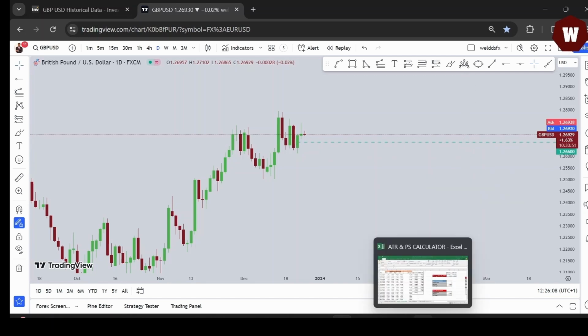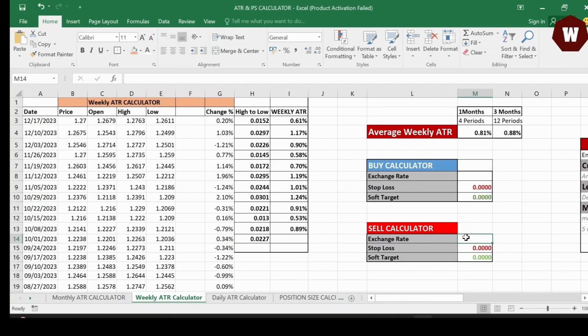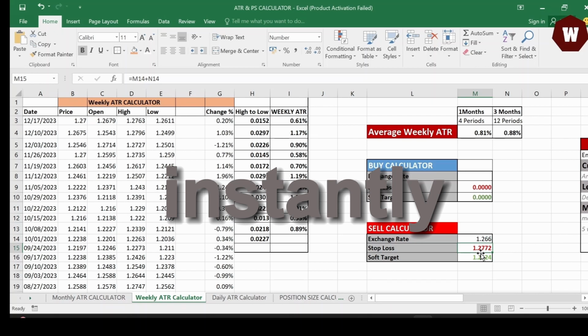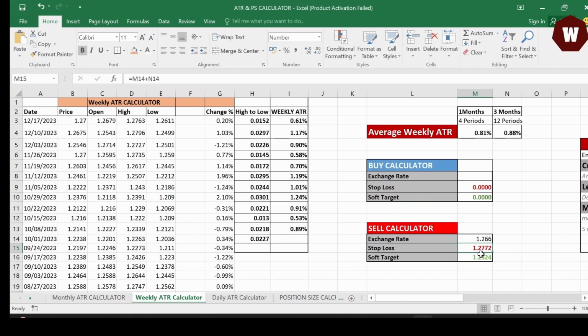So if you take 1.2660 here for a sell, go to the exchange rate, 1.2660, and enter. Instantly, this market will calculate your stop loss for you and it will calculate your take profit target. I use a risk reward ratio of 1:3 because I like to make 3 times whatever I am risking. So here instantly the market has given you your stop loss and your take profit.